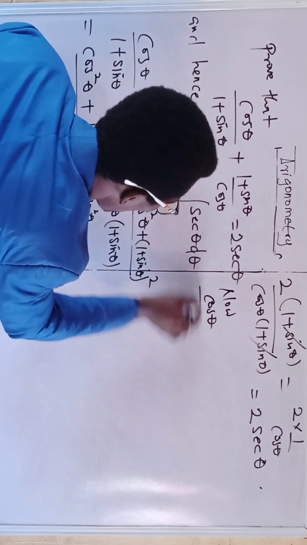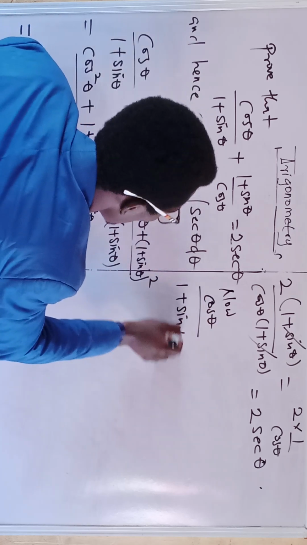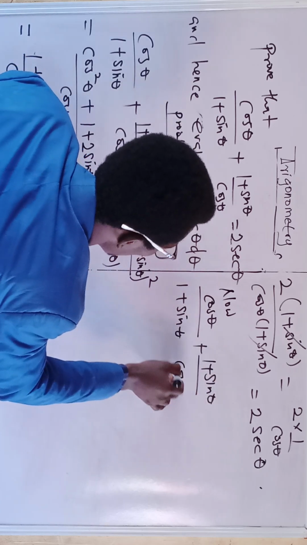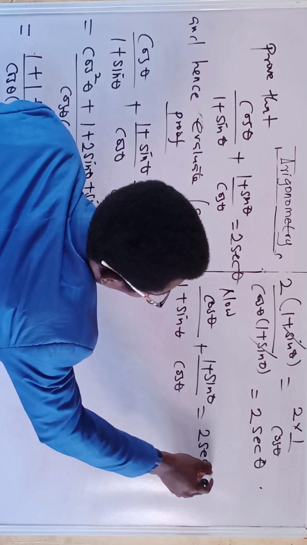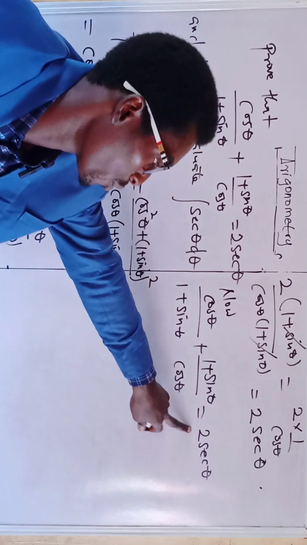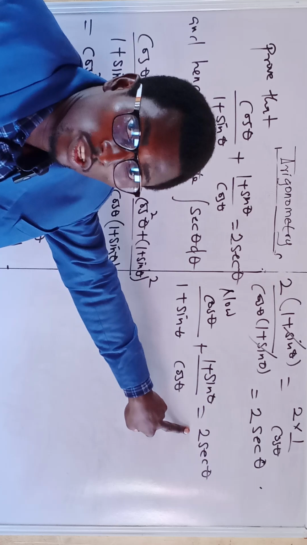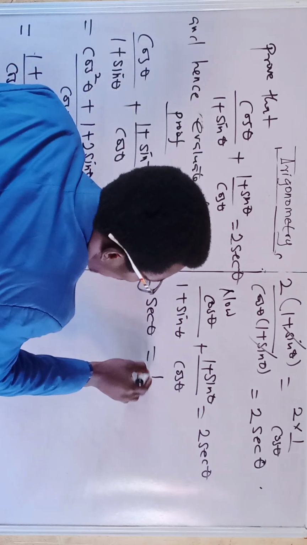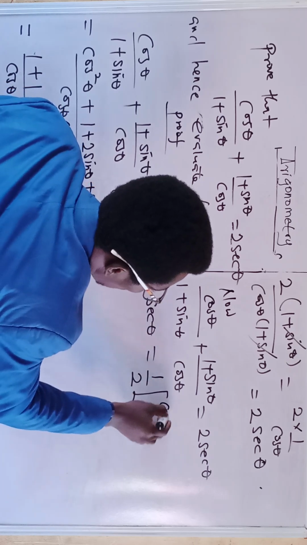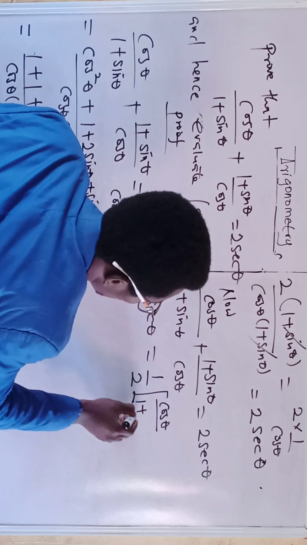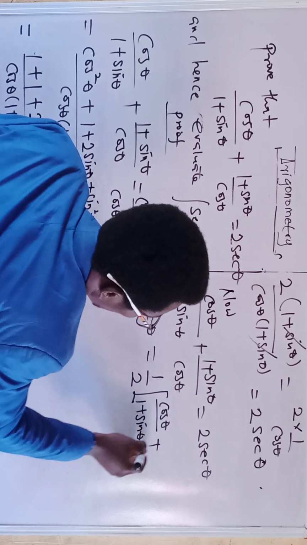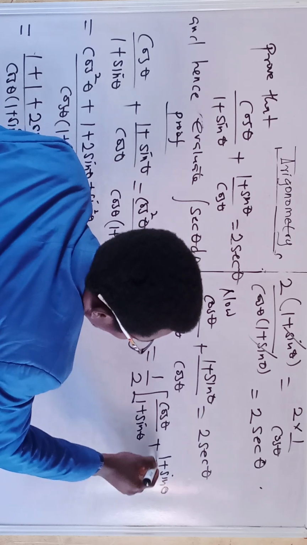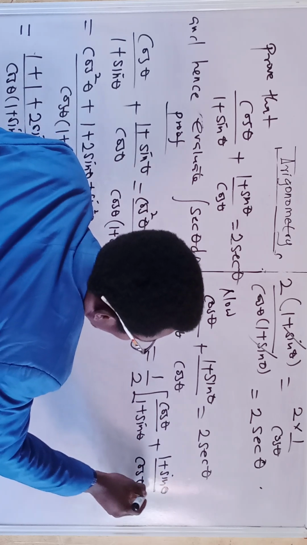cosine of theta over 1 plus sine of theta, plus 1 plus sine of theta over cosine of theta, is equal to 2 secant of theta. So what we shall do, we shall divide both sides by 2, all right? If we do so, we have that the secant of theta is equal to 1 over 2 multiplied by cosine of theta over 1 plus sine of theta, plus 1 plus sine of theta over cosine of theta.